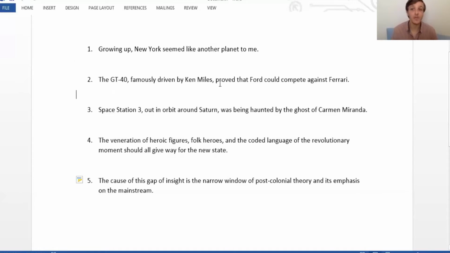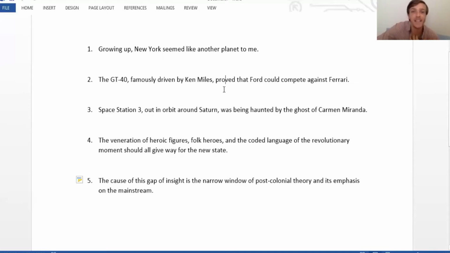So let's find the verb in sentence number 2 here. I'm going to take this one. I like this sentence: "The GT40, famously driven by Ken Miles, proved that Ford could compete against Ferrari." So I look at this sentence, and the fact that it begins with "the" and then a noun, the GT40, that's the type of car, is a pretty good indication that that's the noun. And so your simple subject here is just going to be GT40.